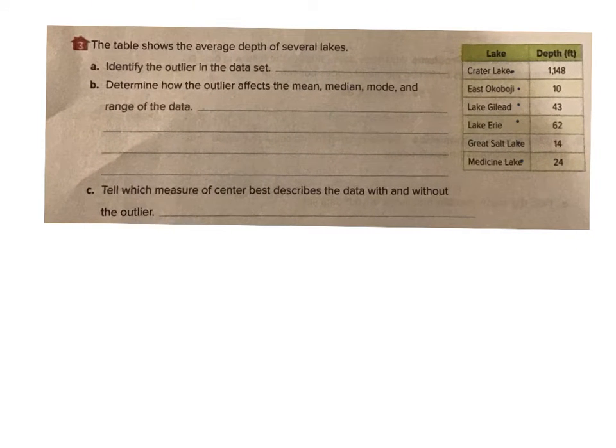Looks like we have one that's 1,148. We have one that's 10, 43, 62, 14, and 24. There's one that looks like it doesn't fit. If there's a number in a data set that you think does not fit, that is your outlier. So identify the outlier in the data set. I'm going to say it's this one right here. 1,148 does not fit.